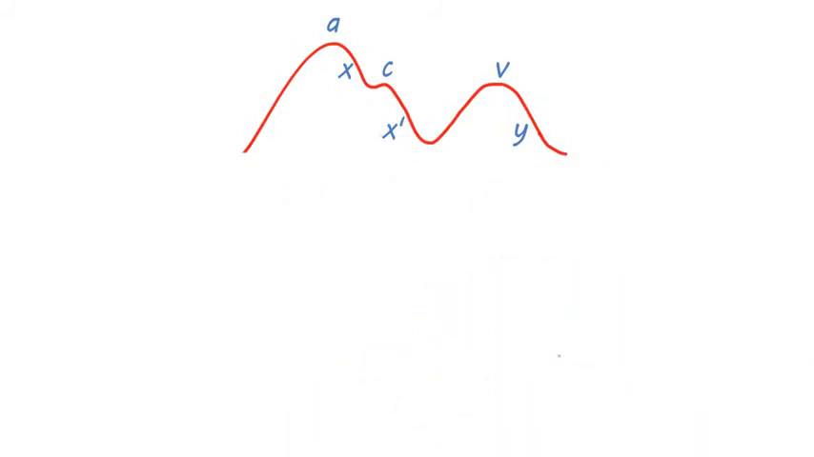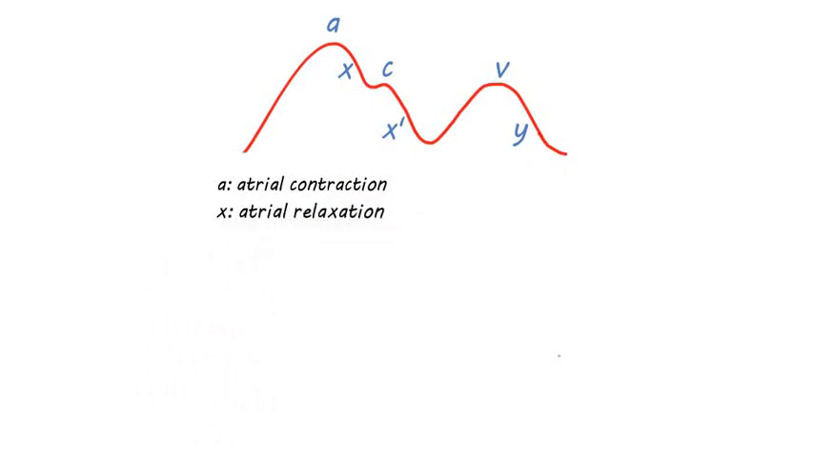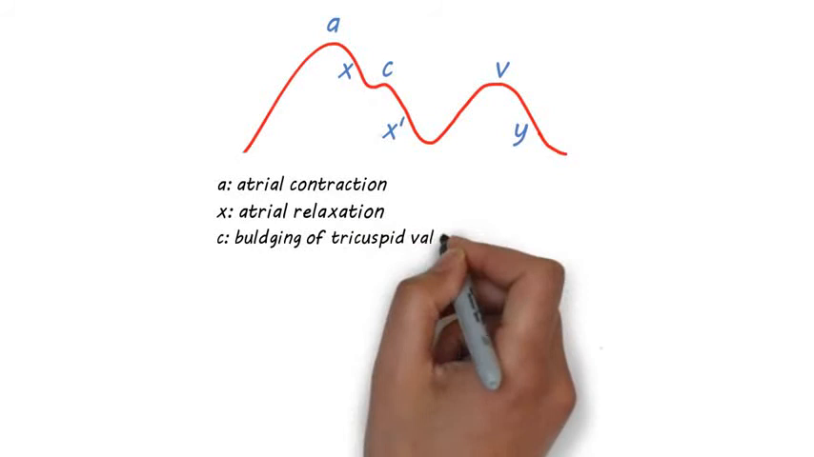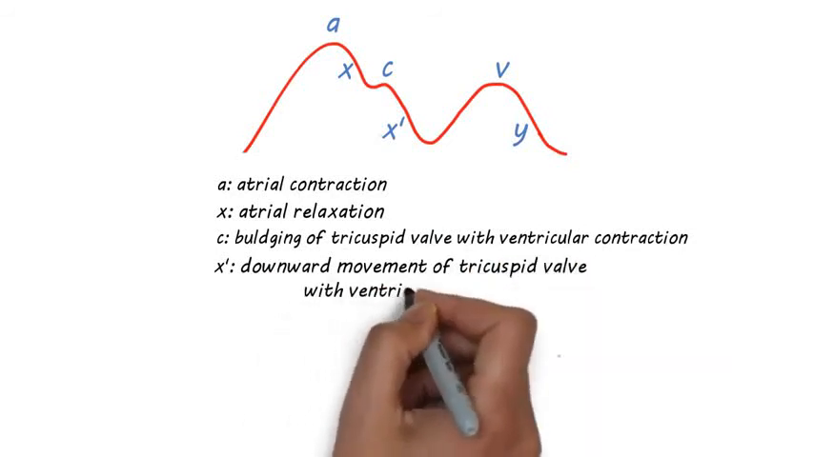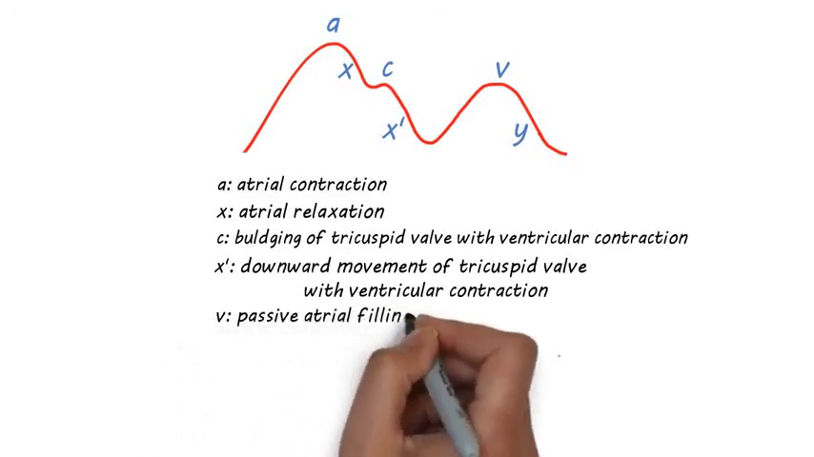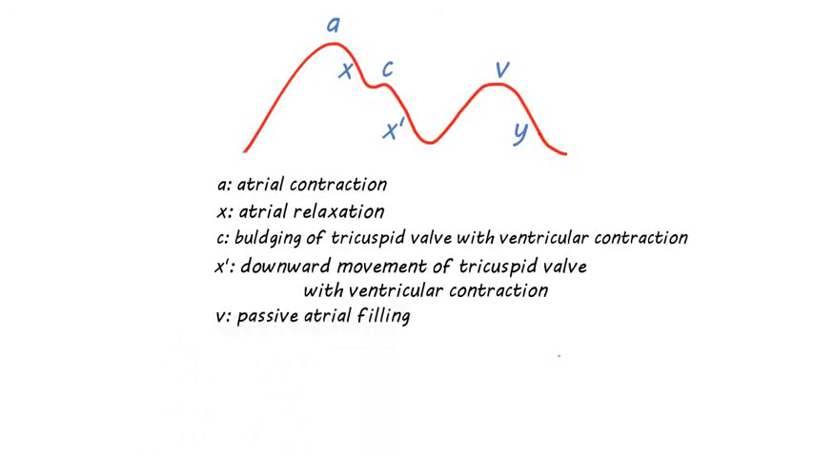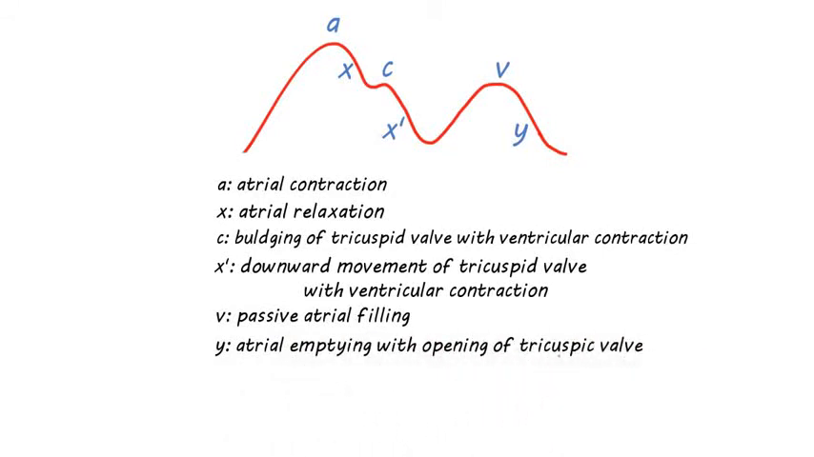To review, A corresponds to atrial contraction, X corresponds to atrial relaxation, C corresponds to the bulging of the tricuspid valve with ventricular contraction, X prime corresponds to the downward movement of the tricuspid valve with ventricular contraction, V corresponds with passive atrial filling, and Y corresponds with atrial emptying with opening of the tricuspid valve.